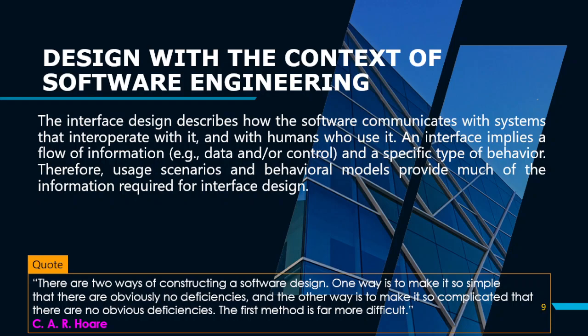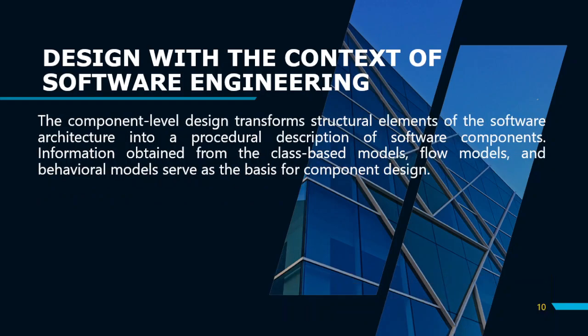One way is to make it simple, and the other way is to make it as complicated as we can. Okay, that is what Kar Hore has described. Last and finally, the component level design, which transforms the structural elements of the software architecture into a procedural description of the software components. The information we obtain from the class based models, flow based models and behavior models serves as the basis for component design.